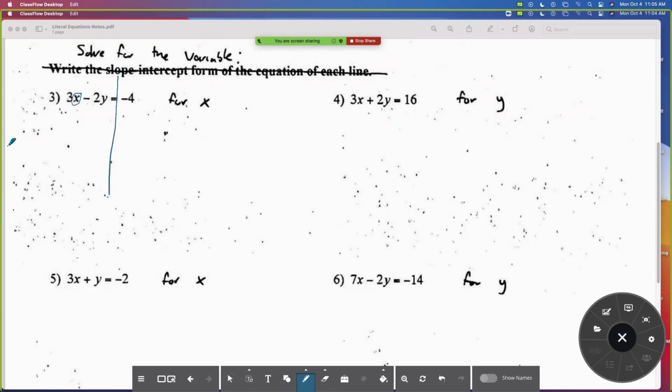So in this situation, I'm solving for x. So that means I need to get that x isolated. I need to get it by itself. So I have to get rid of three things. I have to get rid of that 3. I have to get rid of that -2y.